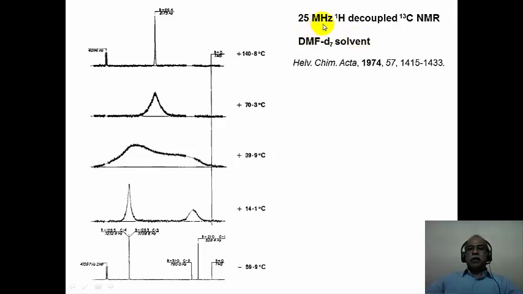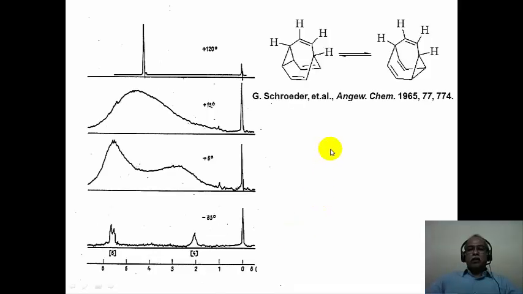This is a 25 MHz proton decoupled carbon-13 NMR spectrum recorded in DMF as a solvent. There is a peak corresponding to DMF, which is at this place, for example, and if you ignore this peak, the rest of the peaks can be assigned to the molecule of interest, namely bullvalene. Now if you look at the bullvalene structure, there should be one carbon corresponding to the cyclopropyl ring carbons, one corresponding to the alpha vinylic position carbons, another corresponding to the beta vinylic position carbon with respect to the cyclopropyl, and finally the methine carbon should come separately.